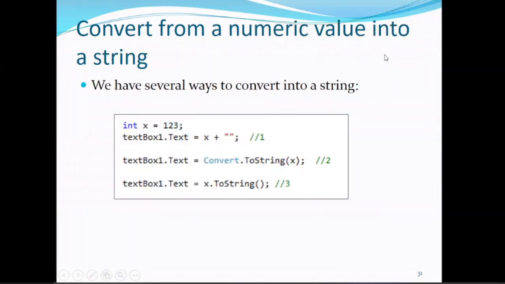So convert from a numeric value to a string. So how to convert the numeric to string? ஃபர்ஸ்ட் இங்க ஒரு நியூமரிக், அதாவது int x equal to new இது பண்ணிருக்கோம். இங்க நியூமரிக் எப்படி ஸ்ட்ரிங்கா கன்வெர்ட் பண்றது? So text box 1.text is equal to Convert dot ToString x. So this is one method, this is another method.